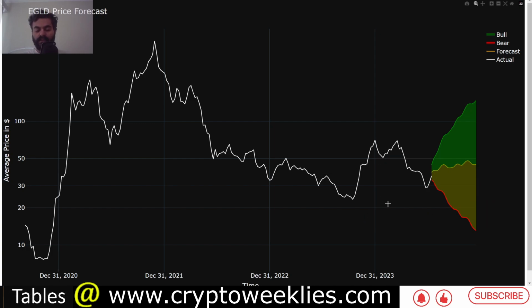So per the AI-based model, if there is no major bullish or bearish event, the base case scenario for eGold going forward till about end of November to early to mid December is price action between $38 and $48. If there were a rally back to the upside in the market, as well as eGold participating in that rally, the one standard deviation bull case is between $44 and $141.